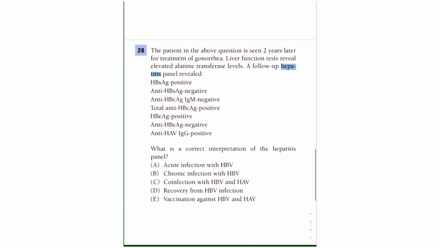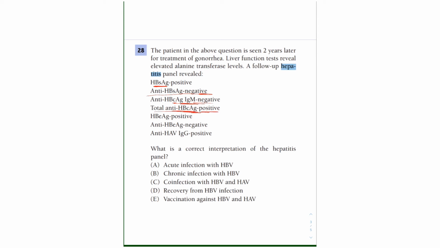So the patient is seen 2 years later for treatment of gonorrhea, and they order a follow-up hepatitis panel. So again, right off the bat, you can see here the surface antigen is positive, which means it's an active infection. The surface antibody is negative still. Okay, and the core IgM is negative.